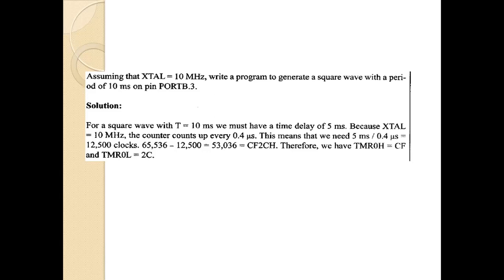So 5 millisecond divided by 0.4 is 12,500. Then subtract this from 65536. Now in the previous slide we have seen the calculation. So it is 53036. If we convert it to the hex value, then it is CF2C. Therefore we have to load TMR0H with CF and TMR0L with 2C. Now we are going to see how to write the program.